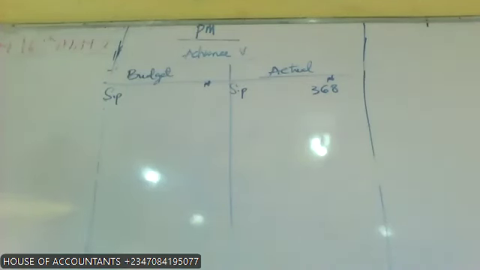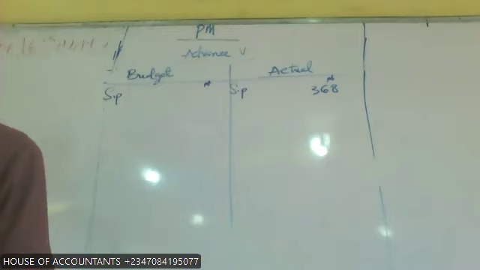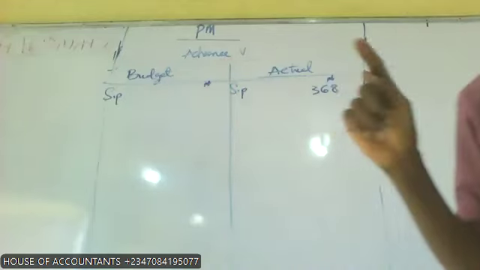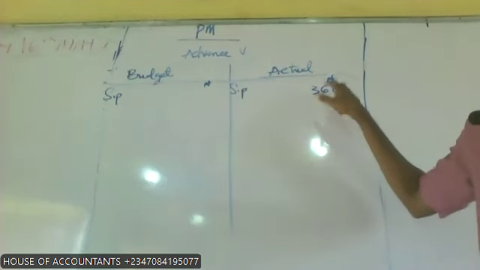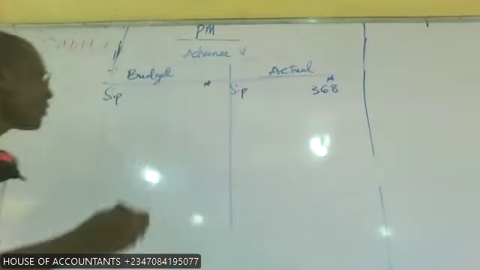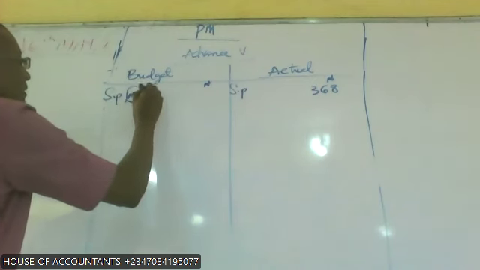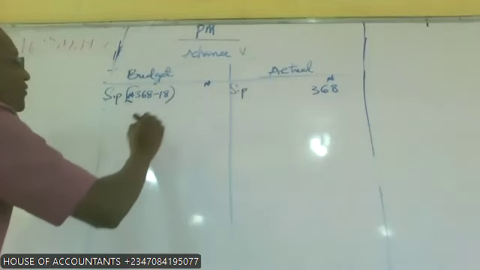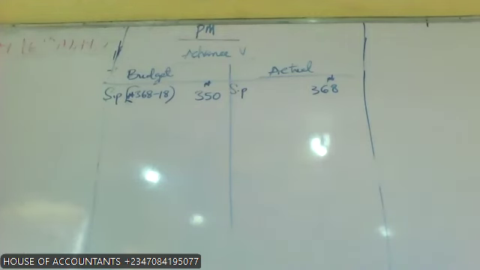Now we want to determine the selling price for budgeted. But they said the actual was 18 naira per kilogram higher than the budgeted. So this figure is higher than the budgeted by 18 naira, which means our budgeted selling price should be lower by this. So 368 minus 18 naira gives us 350. 350 is our budgeted selling price, and the actual selling price is 368.